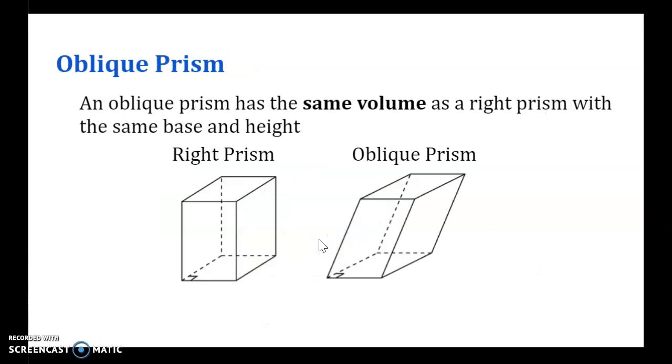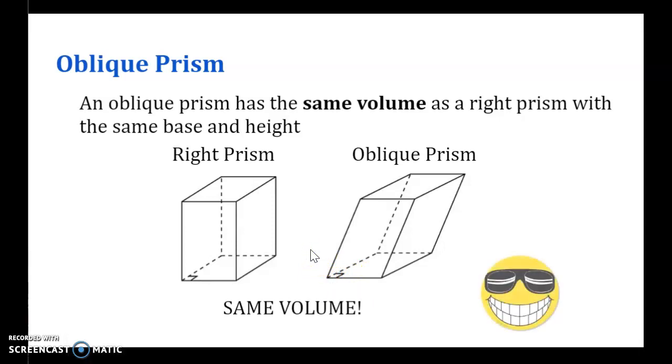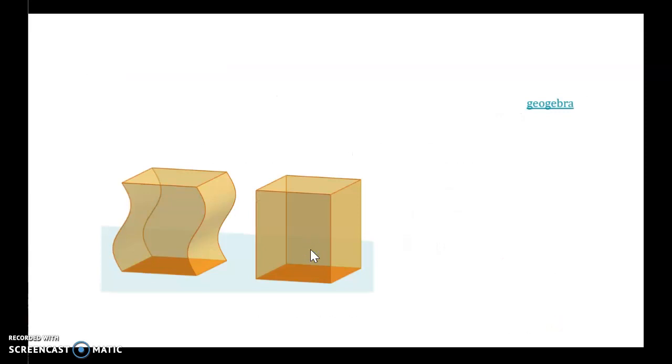Similar idea for oblique prism. Okay, again, the right prism, if I just push this to the right, it will turn into oblique prism, but the area of the base is still going to be the same. So they are again going to have the same volume. And we can demonstrate this with a GeoGebra tool.